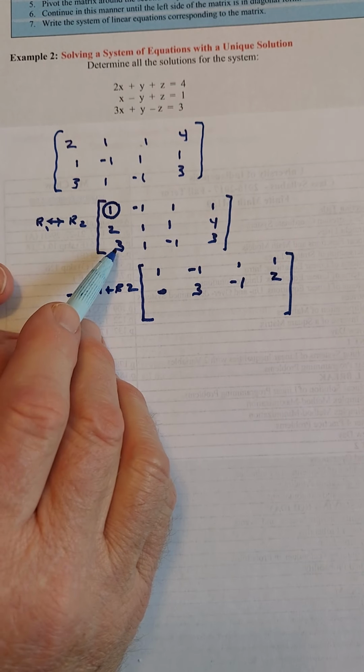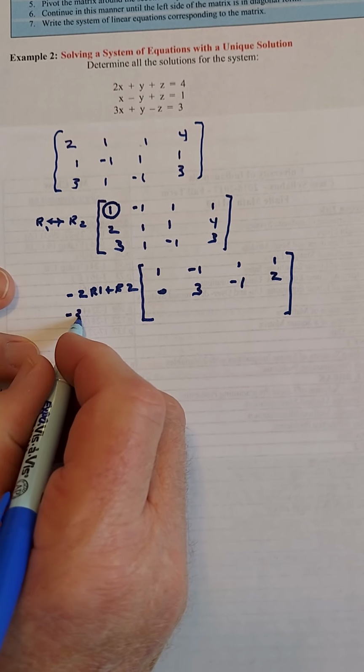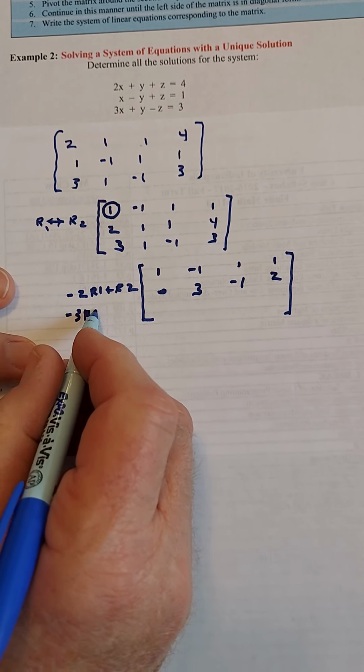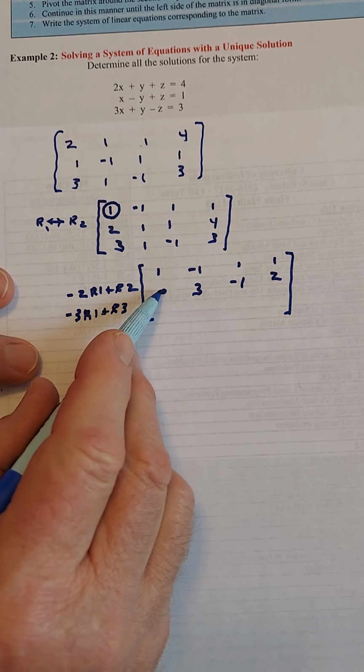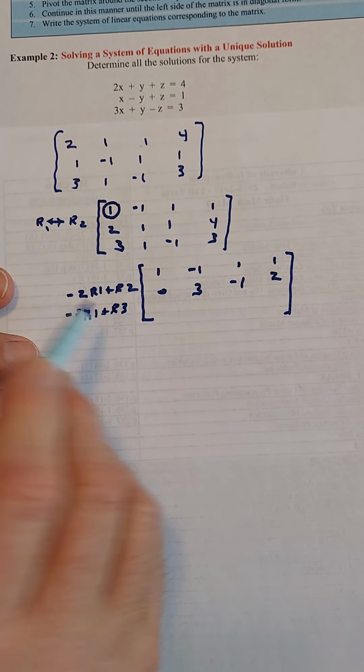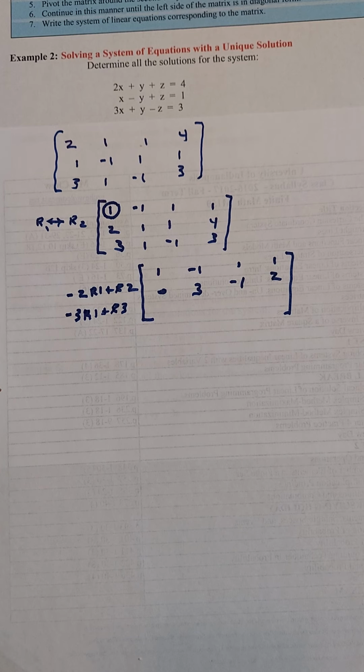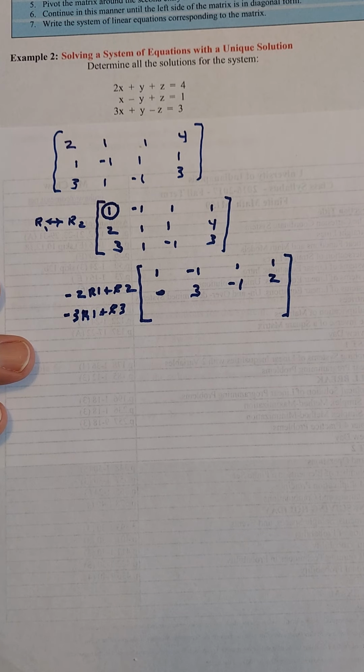Now we're going to get a 0 here. We'll take -3 times row 1 plus row 3. When you're getting zeros, you can do 2 rows at a time. Earlier I said only one thing at a time. You can do 2 of them. But if you got a 3 by 3, you can never ever do 3 rows at one time.